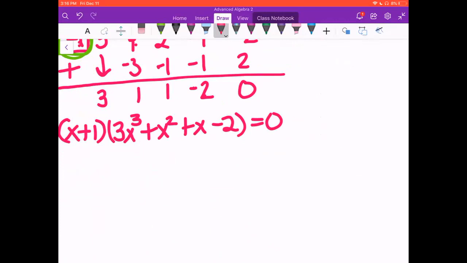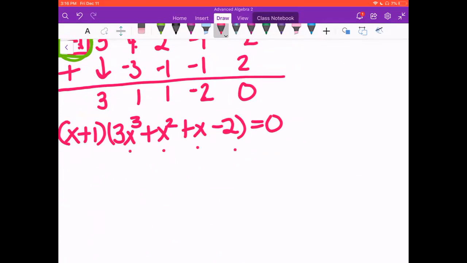So then what do I need to do? I need to find another root. So I go back up to my list because I can't factor 3x cubed plus x squared plus x minus 2. I can't factor that using grouping because grouping is not going to work for this one. I won't be able to factor out a greatest common factor binomial.